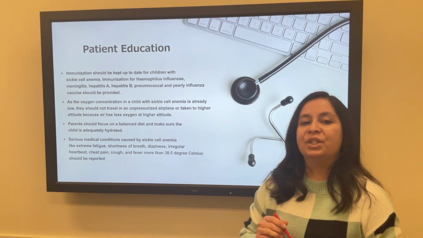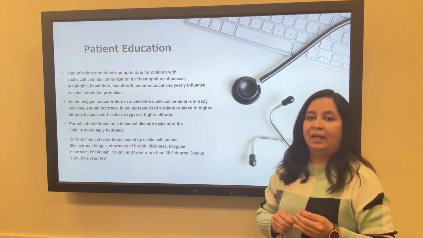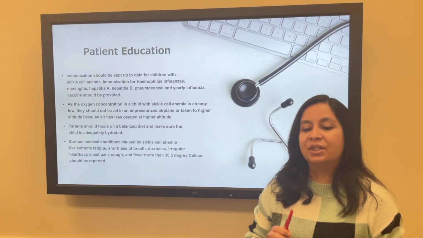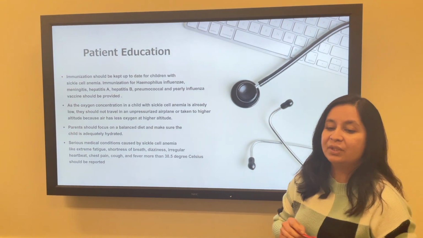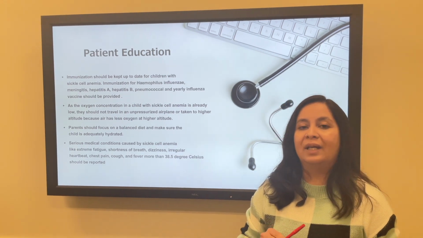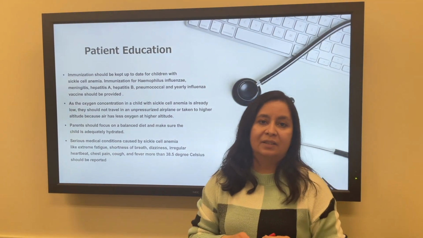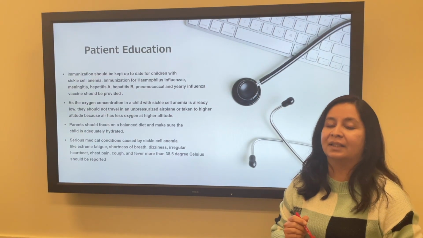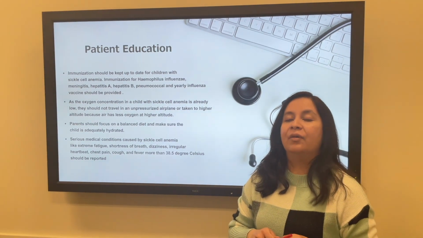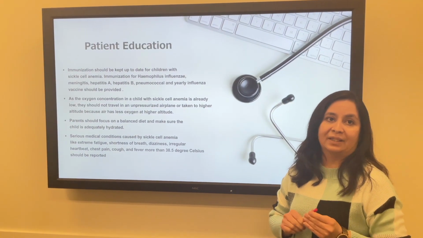Other teaching is that parents should focus on a balanced diet, and the child should be adequately hydrated. Another thing to take into consideration is that the child should not be taken to a higher altitude or in an airplane where the oxygen level is low, because they already have a low oxygen level in their body. Another patient teaching: serious medical conditions of sickle cell anemia, like shortness of breath, irregular heartbeat, chest pain, cough, and fever more than 38.5 degrees Celsius should be reported and medical help should be sought.